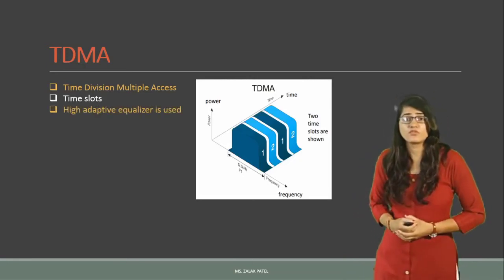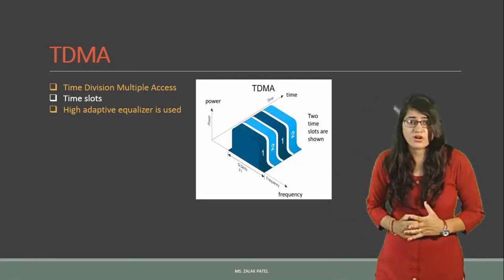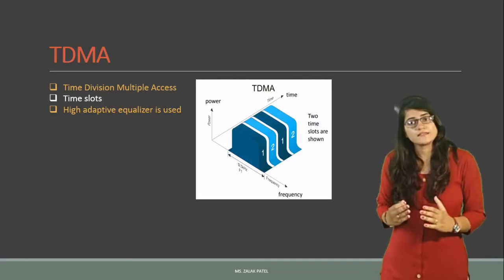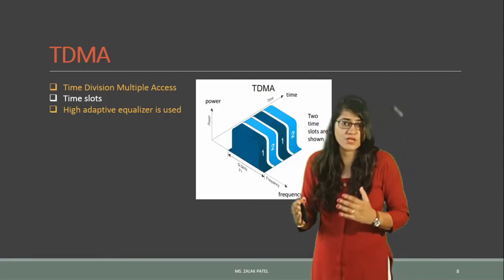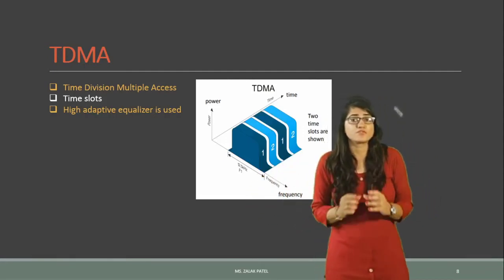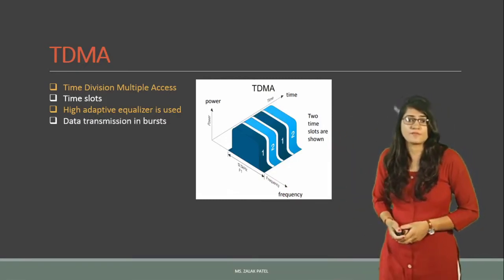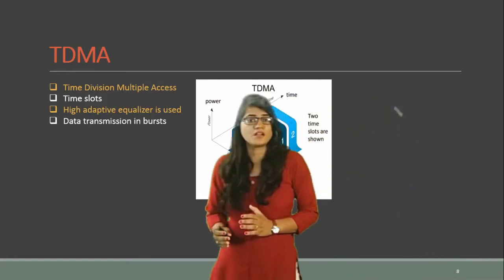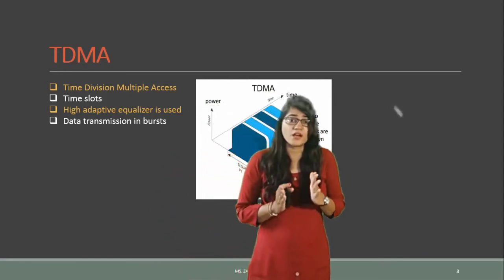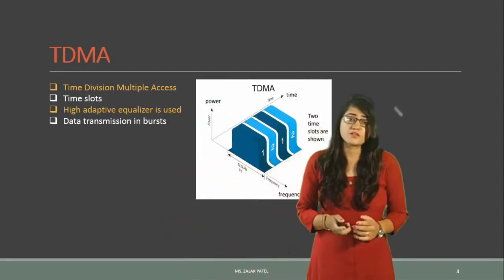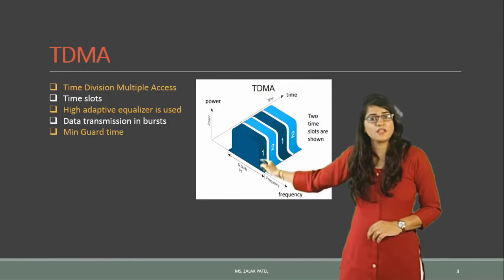Here a higher amount of equalization is necessary because the data is transmitted in terms of time slots. More synchronization is necessary because, instead of individual use by an individual user, the data is transmitted in terms of bursts or frames. As I discussed, the data is transmitted in bursts, so frames are used, and because of the frame use, synchronization is necessary in this case, but only a minimum guard band is required between the time slots.